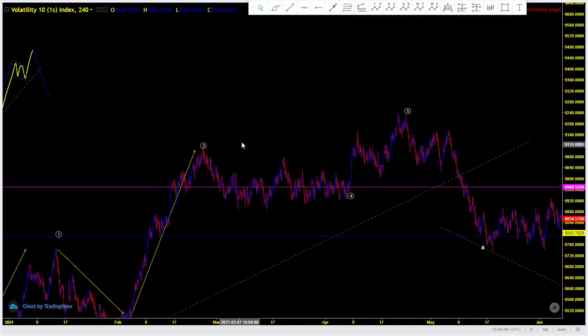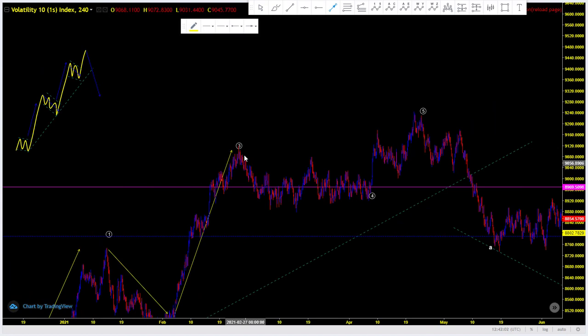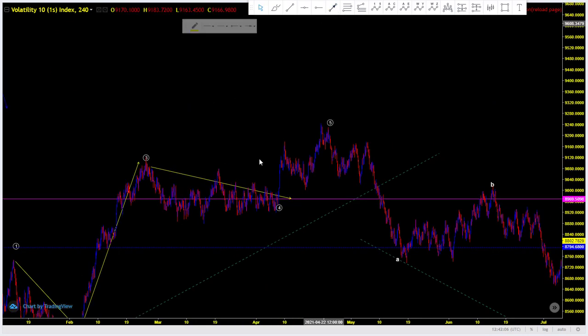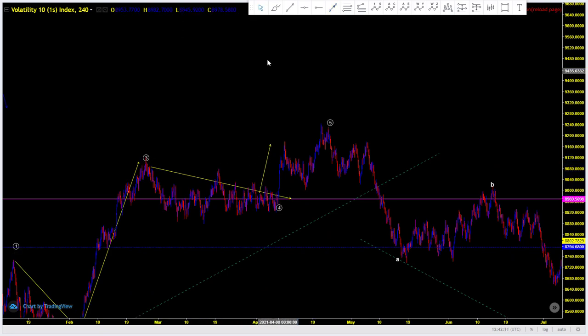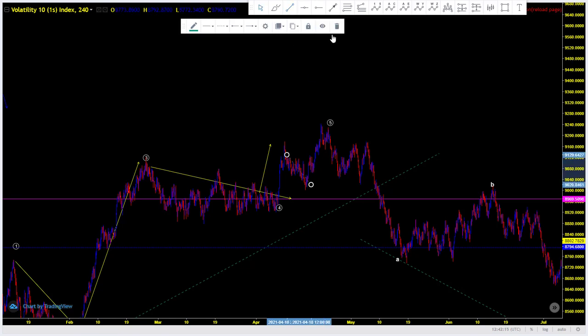Then after that impulse, what do you have? You have another big correction. Then from that big correction, you are given a small impulse just to take you to above the highs. Then from that small impulse, you are given a correction.